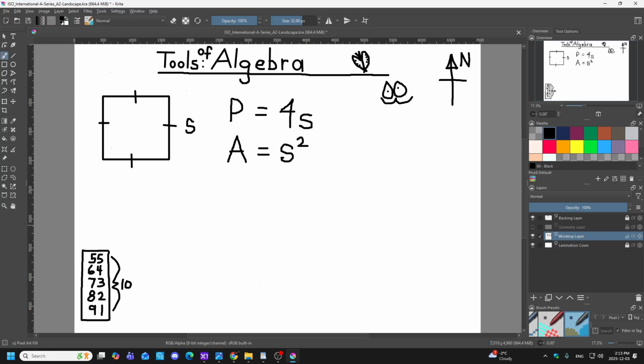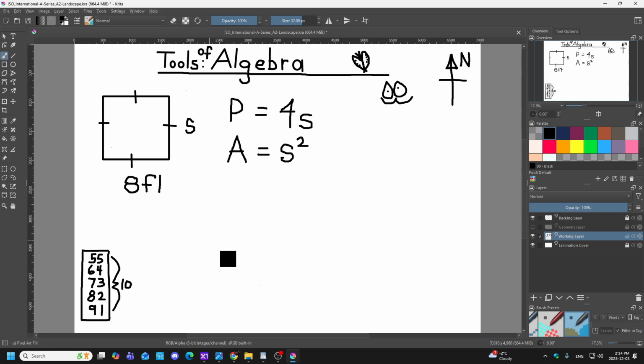Let's solve some problems. Oh, right, I forgot. I meant fun challenges. Okay, they've given us 8 feet. So therefore, s is equal to 8 feet. Let's solve for the perimeter.